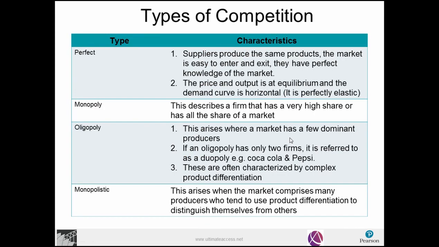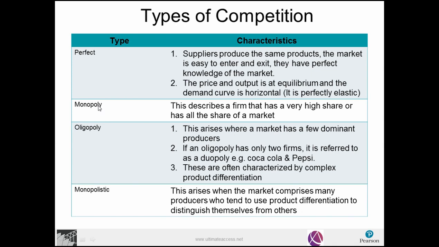Now, types of competition, we have perfect, monopoly, oligopoly, and monopolistic. Now, I want you to understand this. First of all, we have nothing like perfect in this world. But what characterizes a perfect market? Now, the first thing here is that suppliers produce the same products. At the same time, the market is very easy to enter and to exit. And everyone actually has a perfect knowledge of the market. That means that both customers and suppliers know what the price is. They know how far they can go in terms of bargaining, and they know what is the best price for them. And hence, you realize that the price is usually at equilibrium and the demand curve is horizontal, which means that it is perfectly elastic.